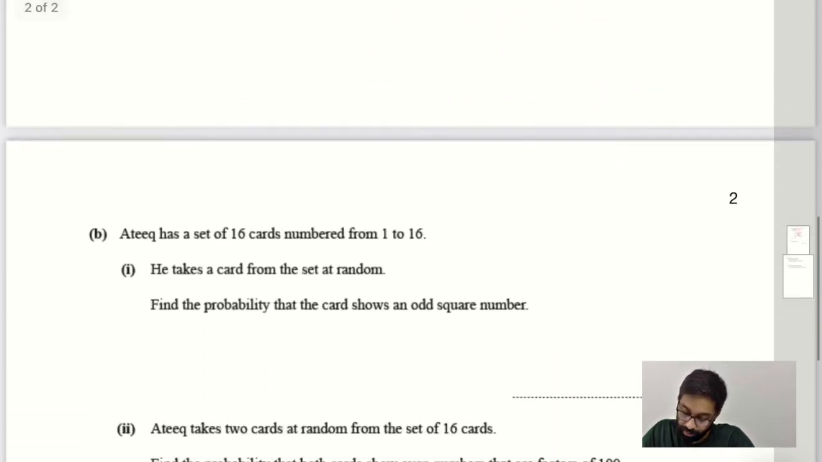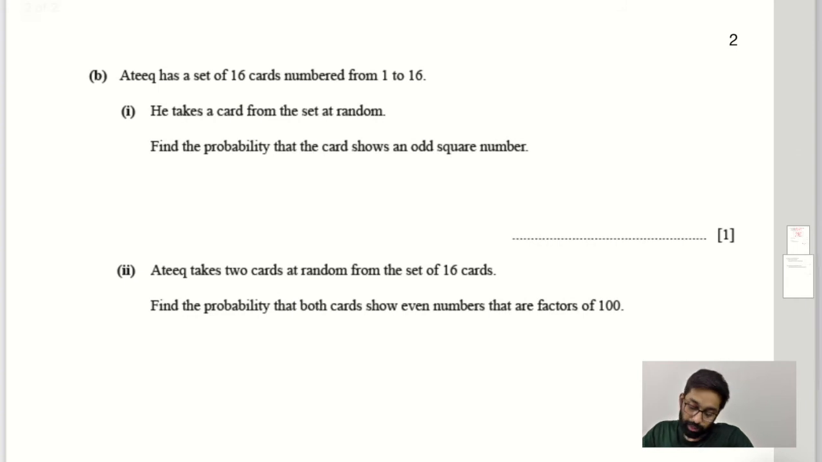Let's move on. The next part says Atik has a set of 16 cards numbered from 1 to 16. He takes a card from the set at random. Find the probability that the card shows an odd square number. He takes one card from a deck of 16 cards. The odd square numbers, there are only 2 of them inside a deck which has numbers ranging from 1 to 16. The first one is 1 and the second one is 9.